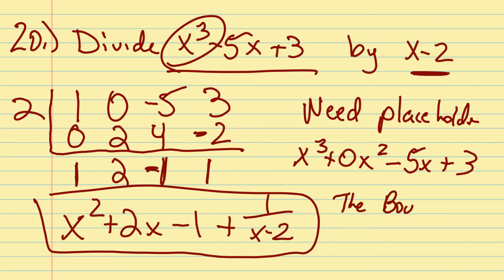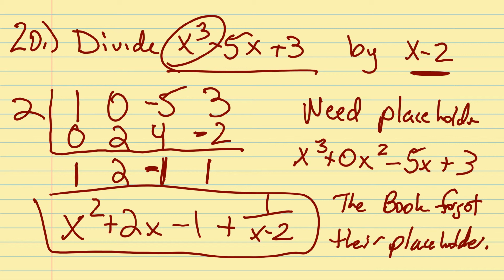The book forgot their placeholder, if you can compare this. For x squared. So that's what the book thought. The book forgot that. And that's it for 20.